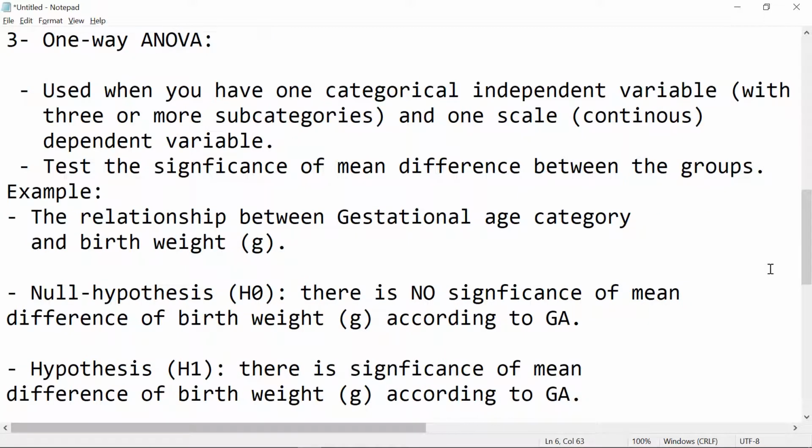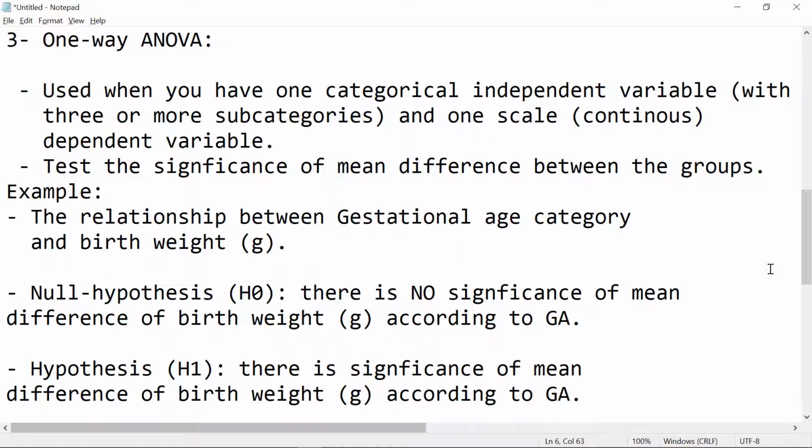The third one is one-way ANOVA, used when we have one categorical independent variable with three or more subcategories and one scale continuous dependent variable. It tests the significance of mean difference between the groups. For example, the relationship between gestational age as a category and birth weight.